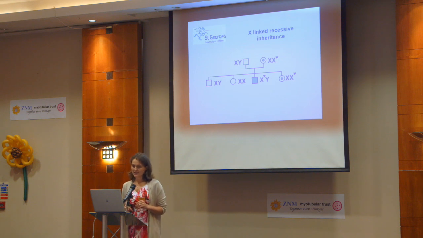So usually we say that because the carrier women have got one healthy copy of the gene, they don't show any symptoms. But there's a bit of variability in that, and that was explained by Carsten earlier today. So for a boy, it's 50-50 whether he gets the X that's carrying the condition from his mum.